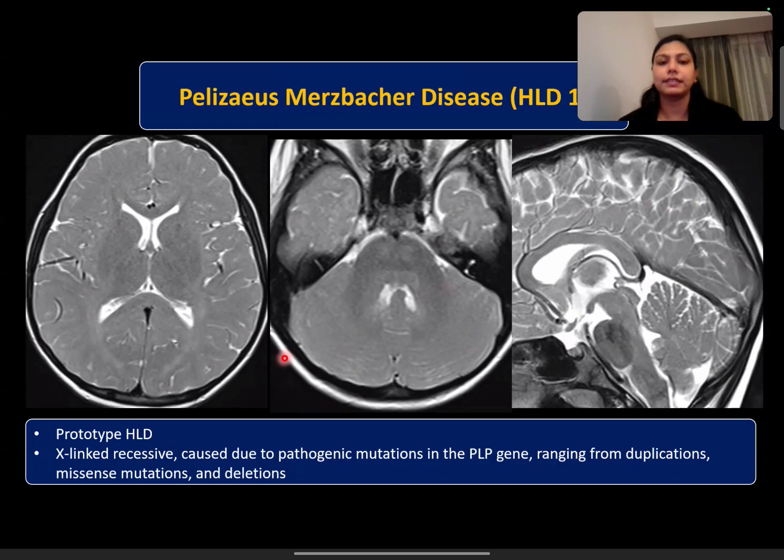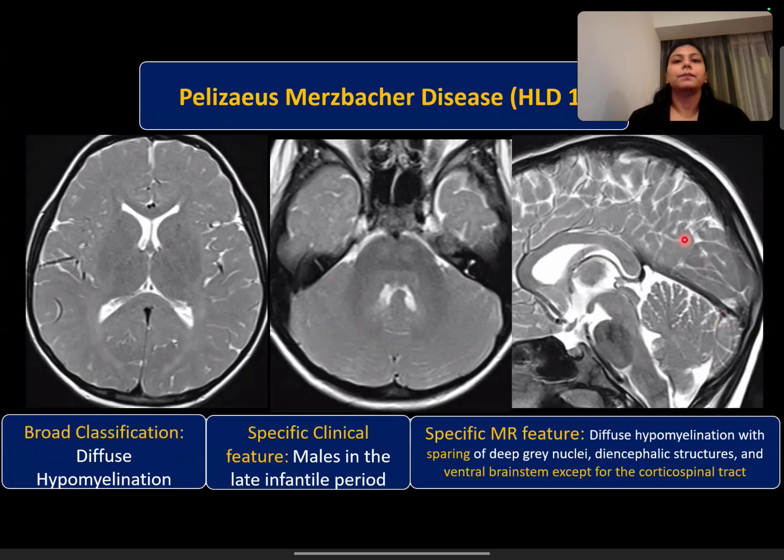So Pelizaeus-Merzbacher disease is a prototype hypomyelinating leukodystrophy. It is usually X-linked recessive and caused by pathogenic mutations in the proteolipid protein, the primary structural protein of the myelin. So in this, we have diffuse hypomyelination, and one feature which you can remember to differentiate it from another leukodystrophy, which is very similar to it, is that in the brainstem, the ventral brainstem is spared except for the corticospinal tract. There can be associated corpus callosal atrophy, which is not seen in this case. However, especially if the patient has progressed to a later stage, there can be associated cerebellar atrophy as well.